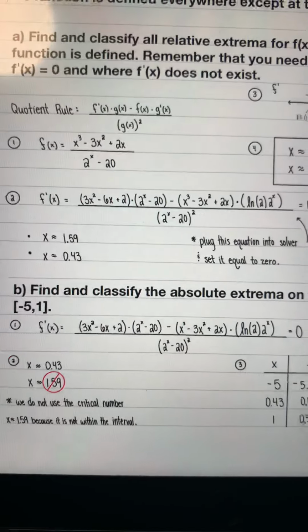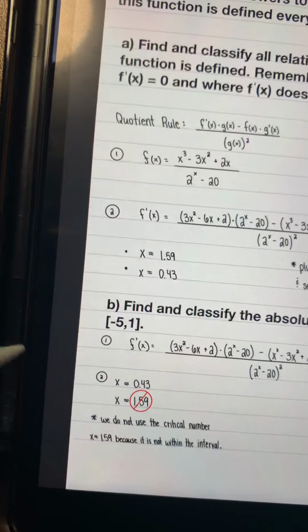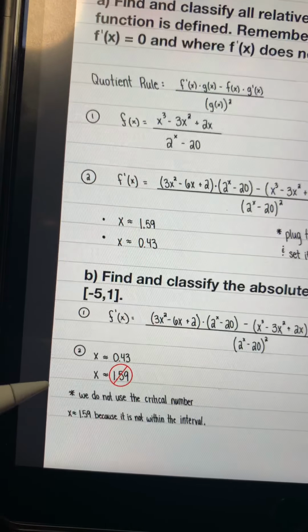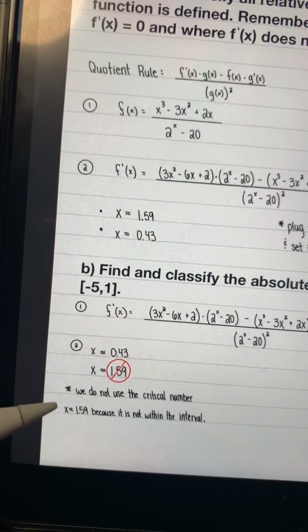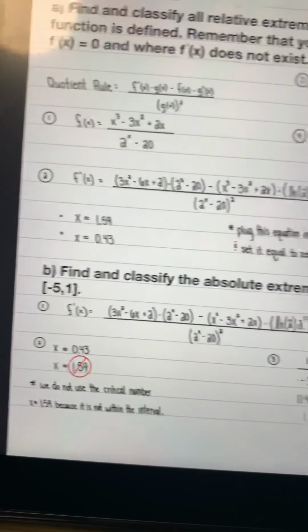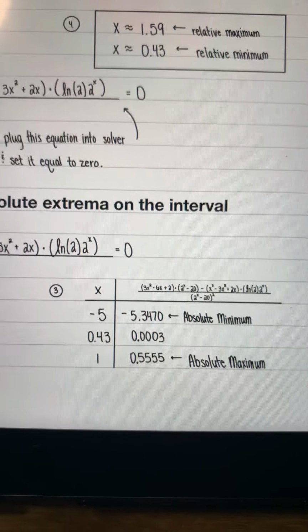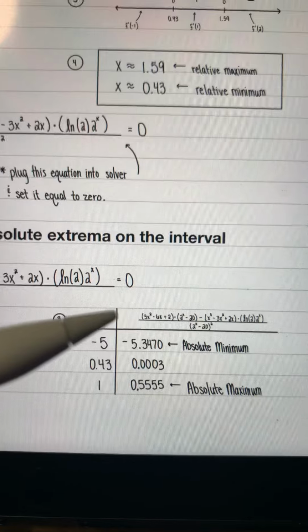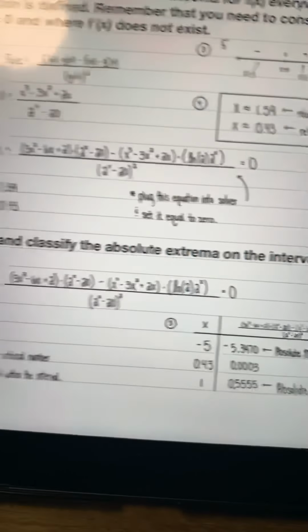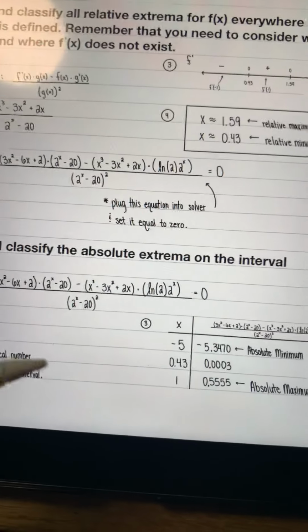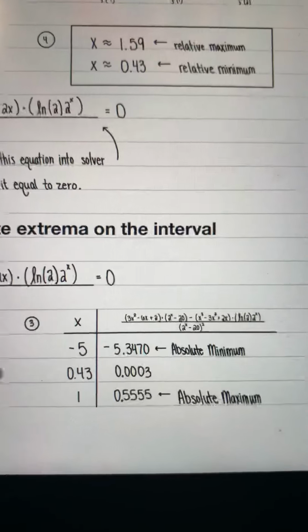Now, part B is to find and classify the absolute extrema on the interval -5 to 1. To start, we're going to take our derivative, set it equal to 0, and we have our critical numbers here. We do not use the critical number x equal to 1.59 because it is not within the interval of -5 to 1. Now we're going to put it into this chart here, which has our derivative function, the -5 and the 1 from the interval, and the critical number that falls in between.